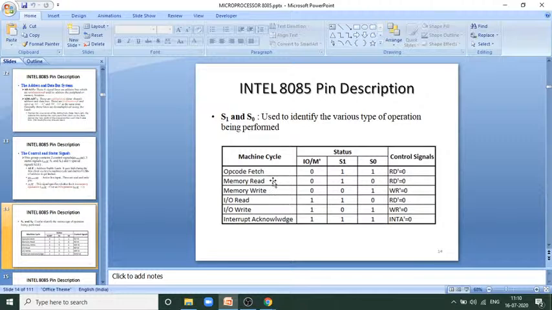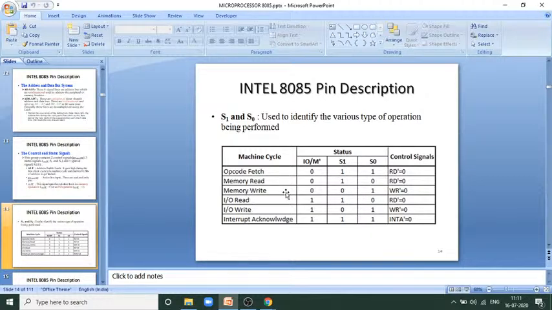What is memory read? When the microprocessor is reading some data from a memory address, that is read. When IO/M bar is 0, S1 is 1, S0 is 0, then the memory read operation is performed. We are using the control signal RD bar in that case.